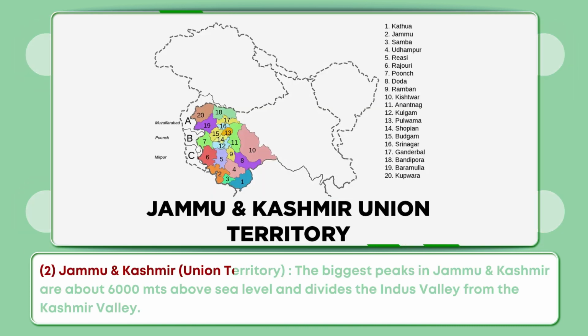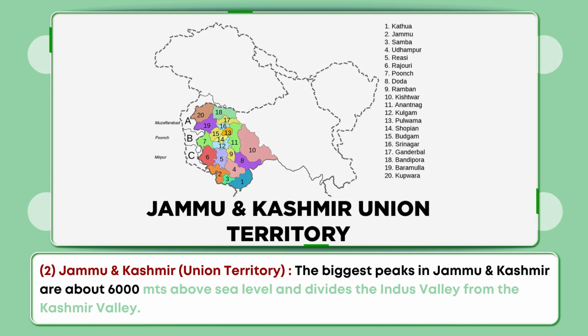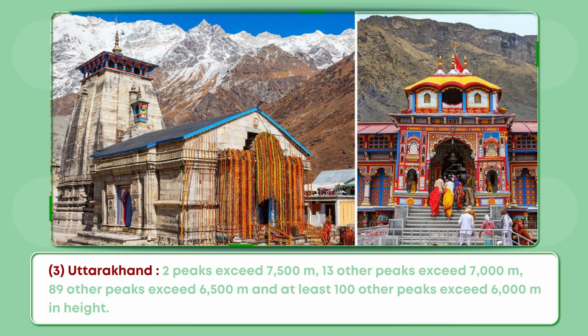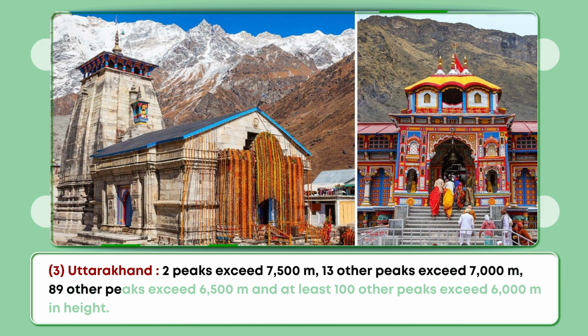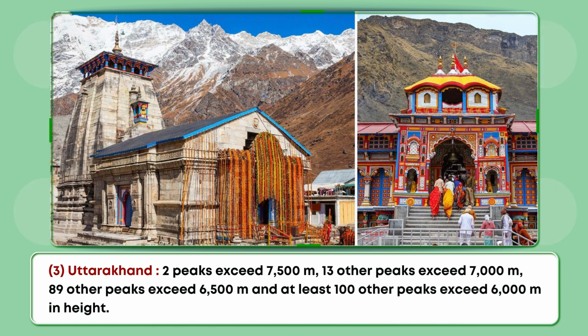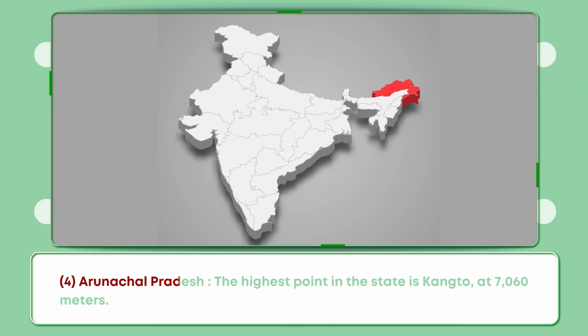Jammu and Kashmir, Union Territory. The biggest peaks in Jammu and Kashmir are about 6,000 meters above sea level and divide the Indus Valley from the Kashmir Valley. Uttarakhand. Two peaks exceed 7,500 meters, 13 other peaks exceed 7,000 meters, 89 other peaks exceed 6,500 meters, and at least 100 other peaks exceed 6,000 meters in height. Arunachal Pradesh. The highest point in the state is Kangto, at 7,060 meters.